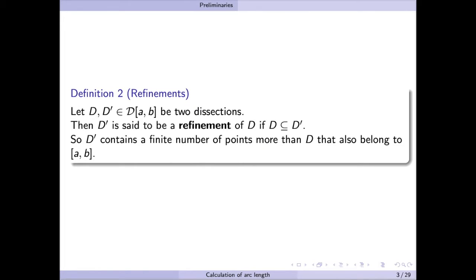An add-on concept to the concept of a dissection of an interval is that of a refinement of a dissection. So if D and D prime are two dissections of AB, then D prime is said to be a refinement of D if D prime contains D. So in other words, D prime contains a finite number of points in the interval AB. It contains all the points that belong to D as well as possibly some additional points that are not in D but are in AB. So it is easy to understand where the word refinement comes from, because we are refining the partition of the interval AB using D prime.